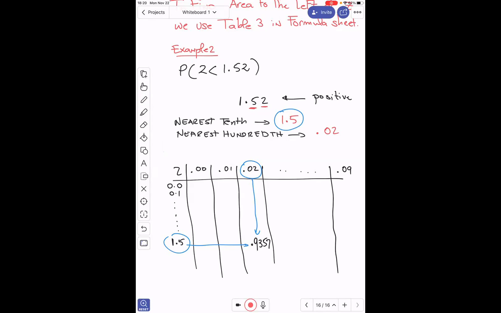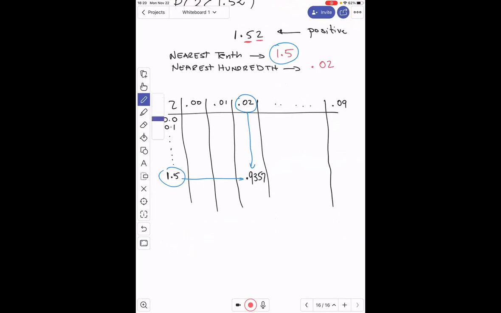Okay, so then the answer, the probability that your variable z is less than 1.52, for example, is 0.9357. In percentage, you take 2 digits after the decimal point, so that's 93.57%.